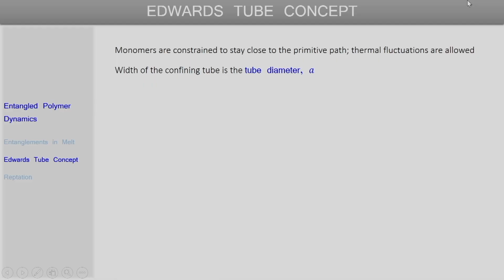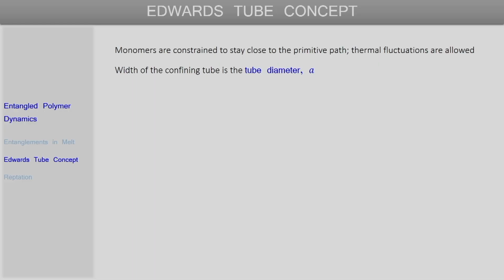The contour length of the polymer chain usually will be much larger than the length of the confining tube that we have. So, that is the Edwards tube concept, and in this model proposed by Edwards, the monomers on a given polymer chain are constrained to stay close to the primitive path that defines the center of the tube, but they are not completely bound to the center. So, they can of course fluctuate around this central primitive path due to the thermal effects.